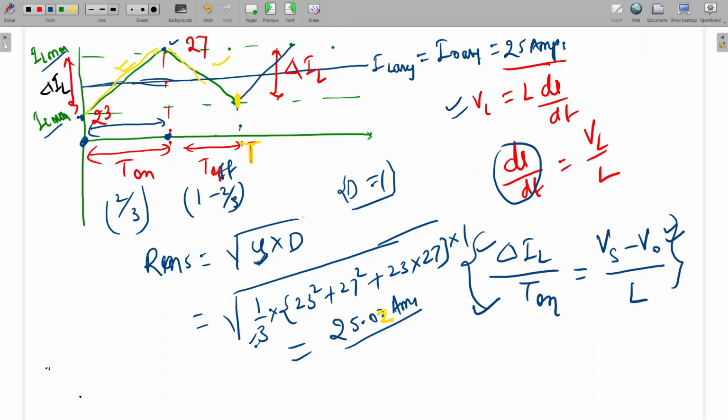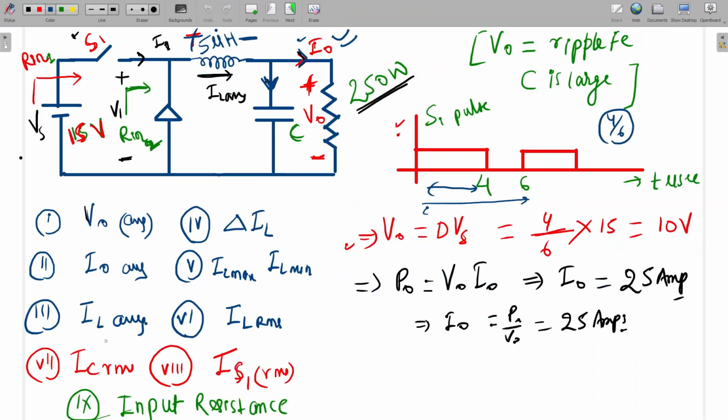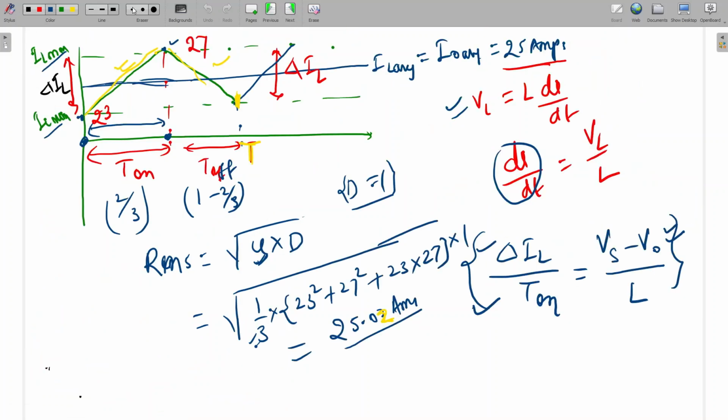Okay. Yes, sir. Further, another question is what will be the value of capacitor RMS current? So here we can see that IC is equal to IL minus I naught. At this node we can see that IC is equal to IL minus I naught. So here we can draw the waveform of the IC.